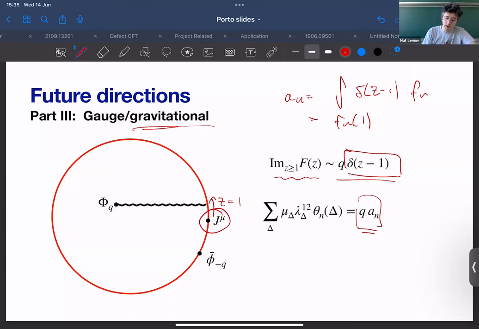I guess it's not clear how universal this will be. One needs to see if it depends on the choice of dressing. I wouldn't have a concrete statement, but that's your expectation, that it's something like this. Okay, sounds good. Other questions?